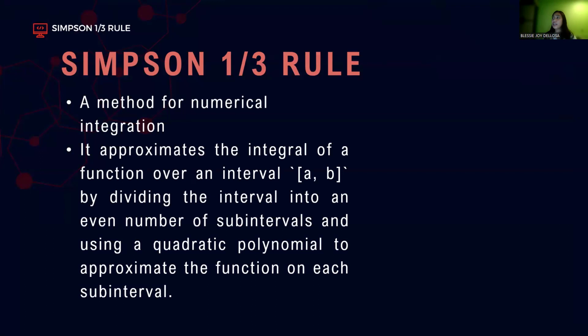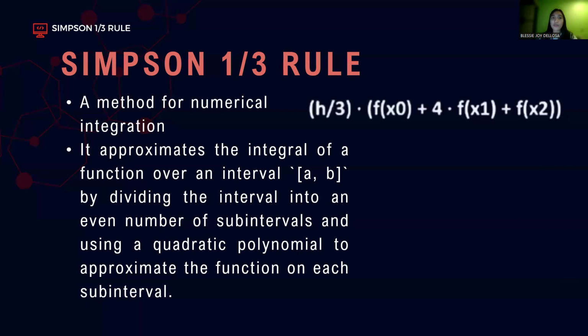The Simpson one-third rule approximates the integral of a function over an interval a and b, again by dividing the interval into an even number of subintervals and using a quadratic polynomial to approximate the function on each subinterval. So based on the handout that we have, the formula for the Simpson one-third rule is h over 3 multiplied by f of x0 plus 4 multiplied by f of x1 plus f of x2.